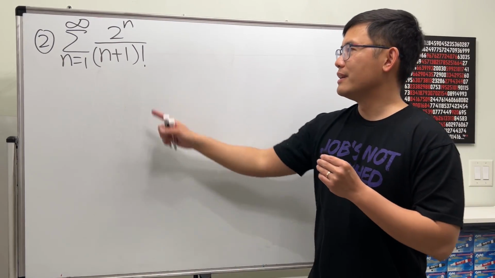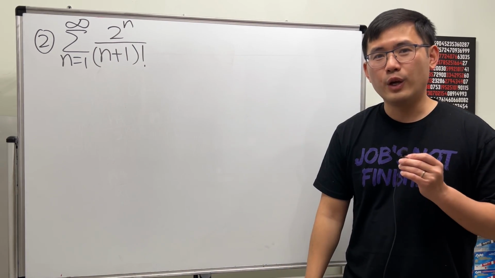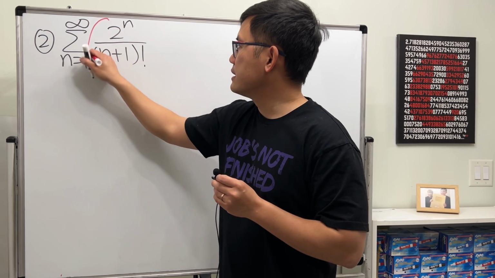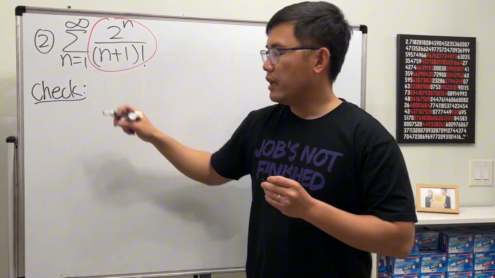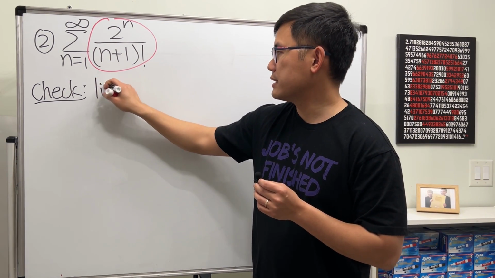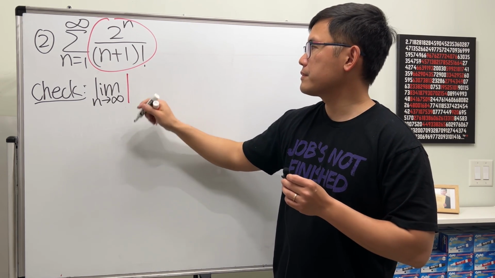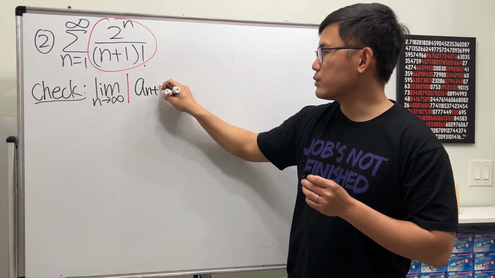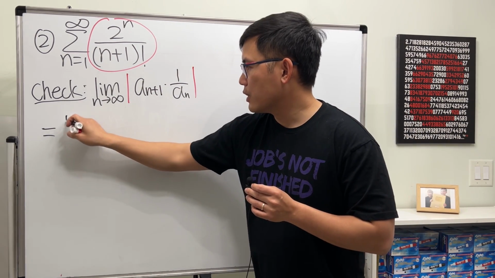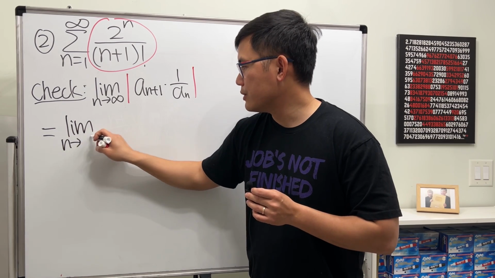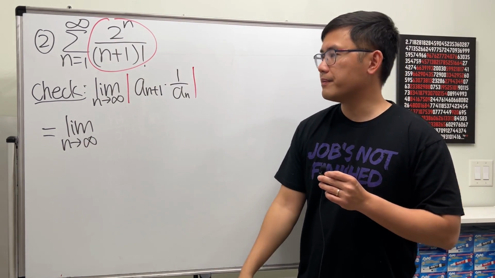Now for the second one, we see the factorial and we see n in the exponent, so definitely try the ratio test. So here is our an. Here I will just say we are going to check. And let me write down what we are going to check again for you guys. The limit as n goes to infinity of the absolute value of an plus 1 times 1 over an. So we see that this is the limit as n goes to infinity. The absolute value doesn't matter because again, everything is positive.